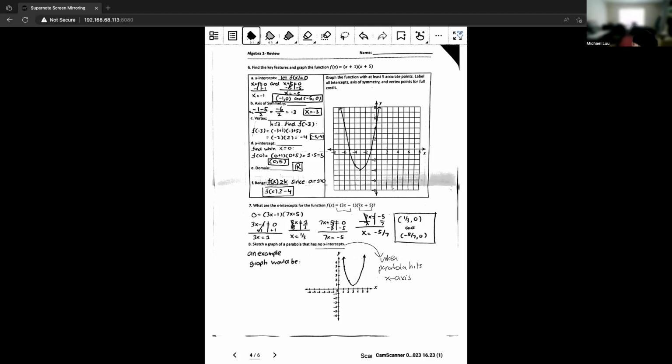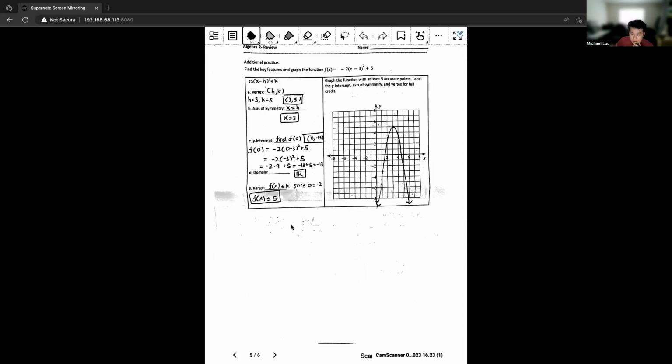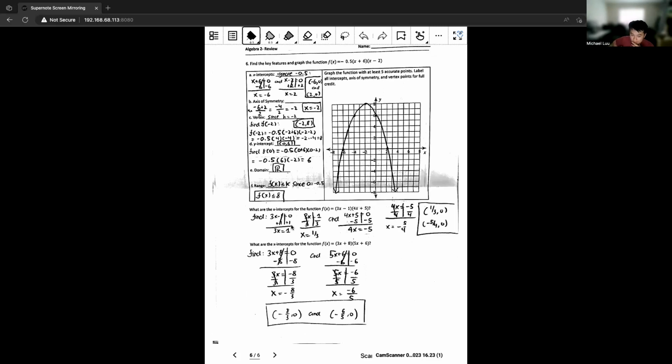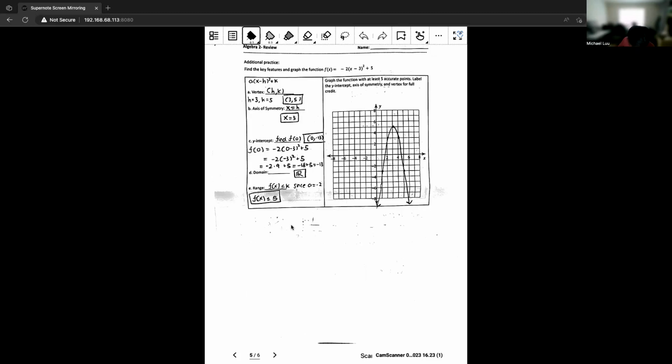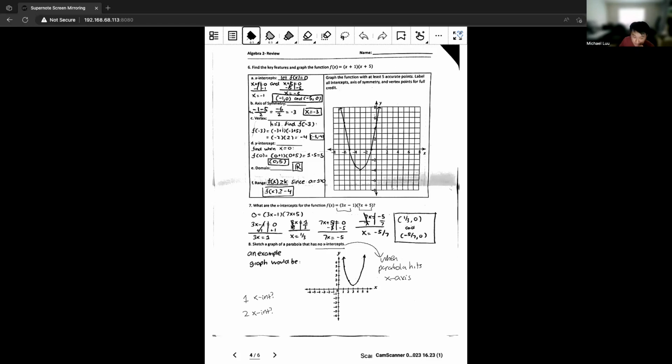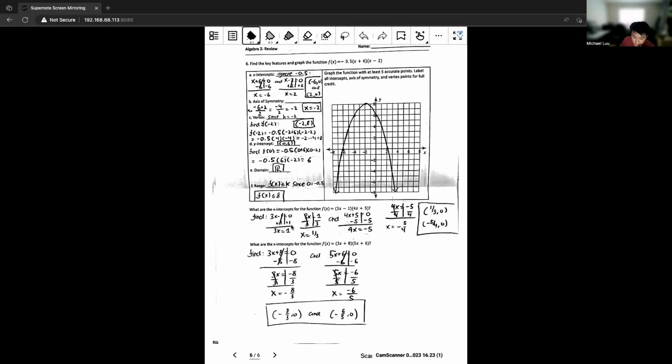And I think for this one, you have to remember, when does a parabola have one x-intercept, or when does it have two? I think sketching a graph for those is pretty helpful. The additional practice is the same thing as vertex form. That's fine. And then the last one for number 6 is the exact same as what we did in this one right here, number 7. So that's basically all the review.